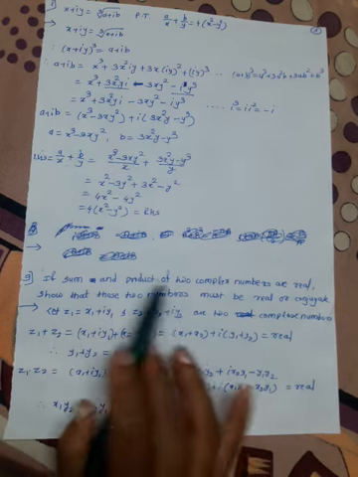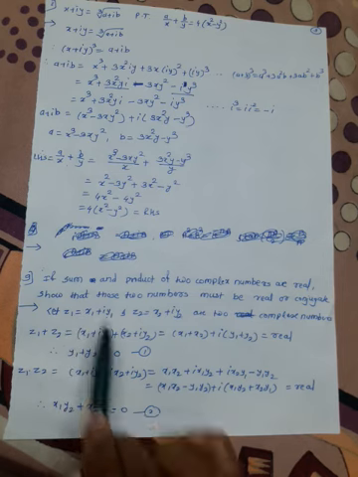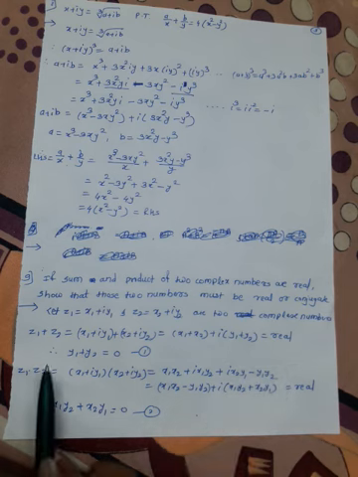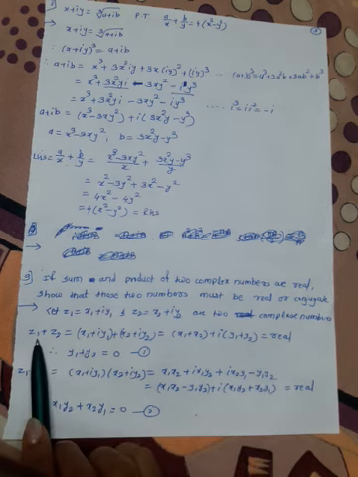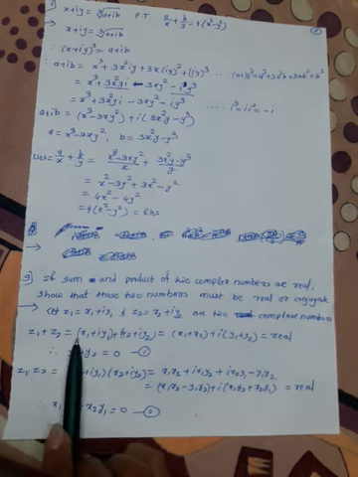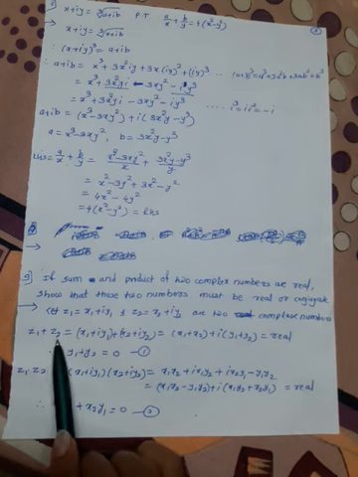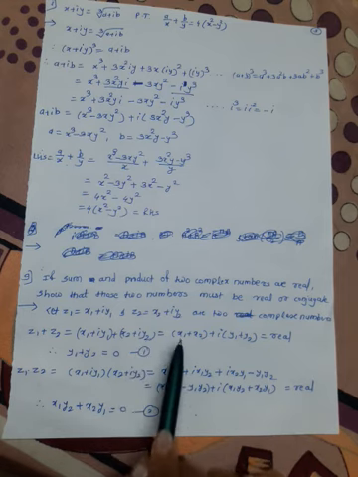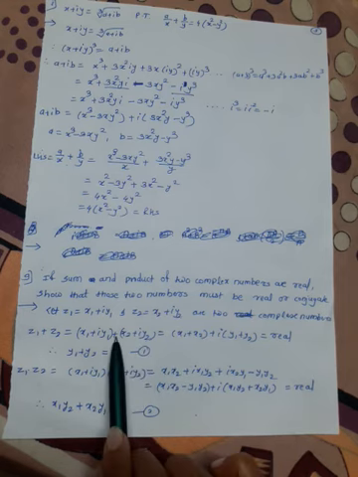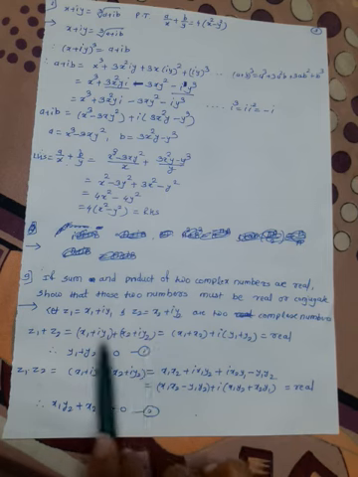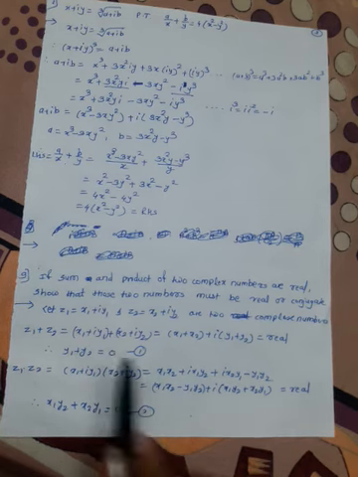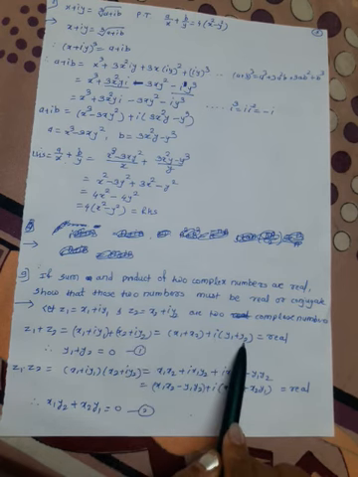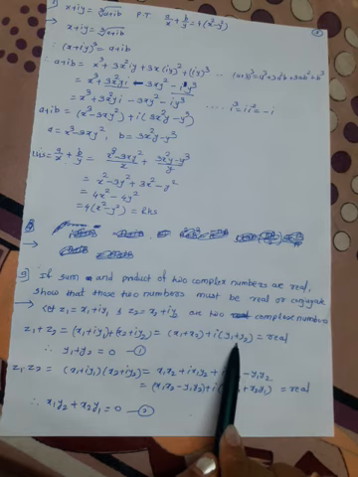Let us assume two complex numbers, z1 is equal to x1 plus iy1 and z2 is equal to x2 plus iy2. Then take the addition of these two complex numbers. First we have z1 plus z2 is x1 plus iy1 plus x2 plus iy2. Collect the real and imaginary parts, we get x1 plus x2 plus, take i common, i into bracket y1 plus y2. This is the real part, this is the imaginary part.